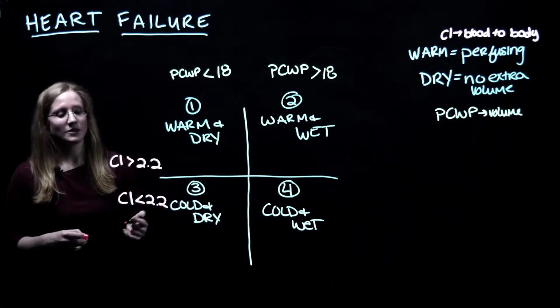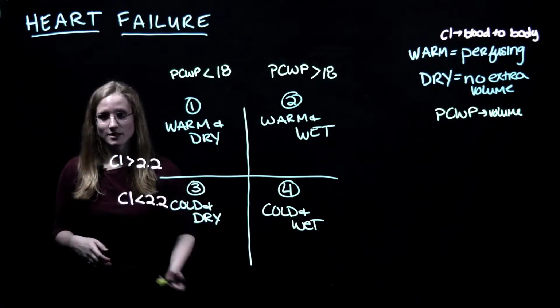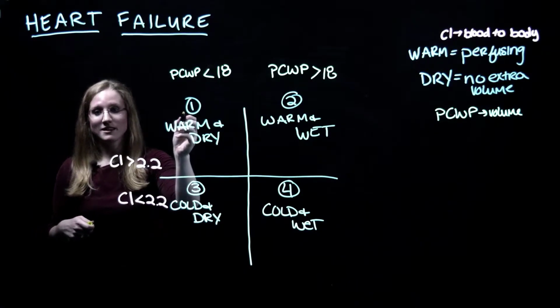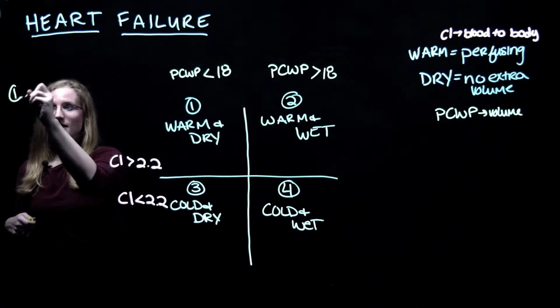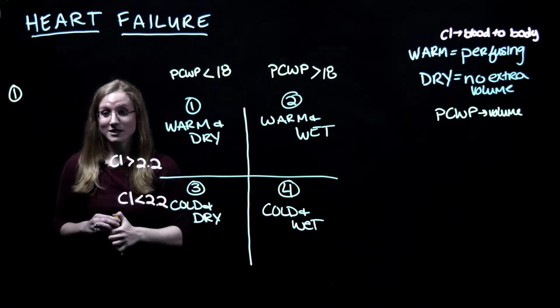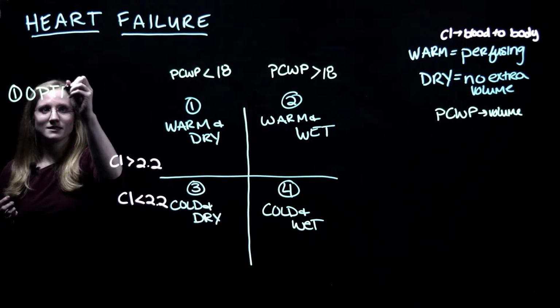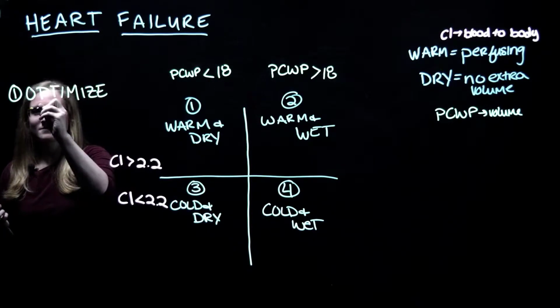So what does this mean as a pharmacist for us? What are we going to do for each of these patients when it happens? Well, let's take a look here. So if somebody is warm and dry, so we've got class 1, there's probably actually not a lot for us to do other than we're going to optimize their oral regimen.